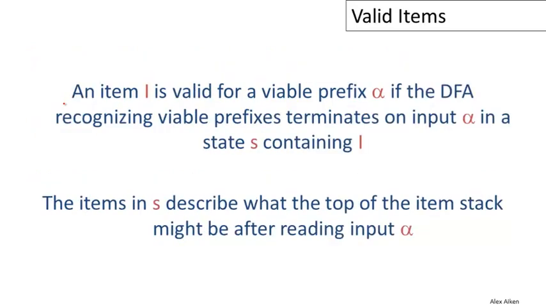A simpler way of explaining the same idea is that for a given viable prefix α, the items that are valid for that prefix are exactly the items that are in the final state of the DFA after it reads that prefix. So these are the items that describe the state after you've seen the stack α.